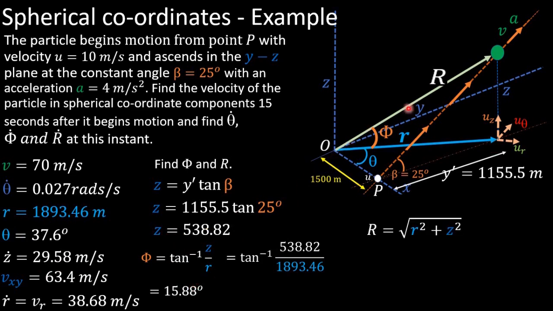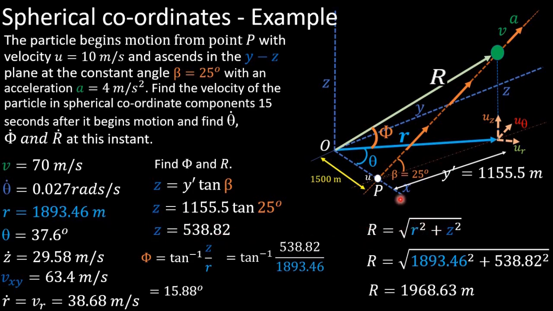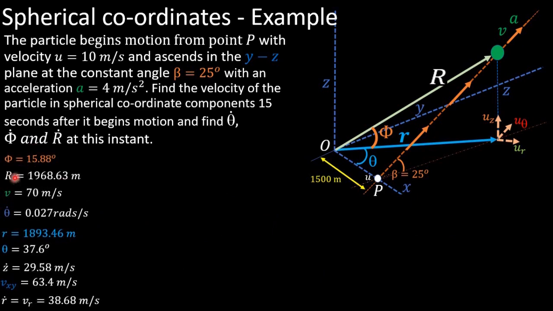Then I can find big R by applying Pythagoras to small r and z. That's in the zr plane, and I'm trying to find big R here. I found r from the previous example, we found z over here, substitute those in, and I get R equals 1968.63 meters. So I'm going to store phi and R.